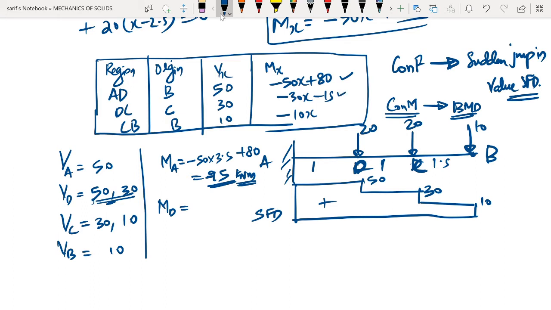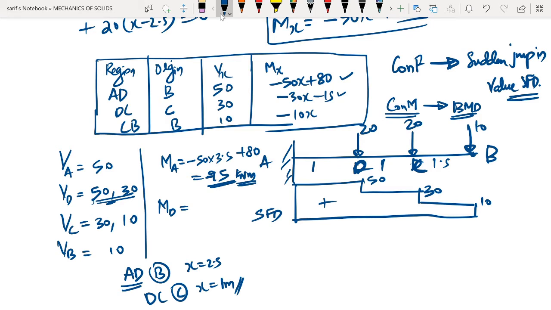If you are taking the expression from the region AD, the value of x will be 2.5. For example, if you are choosing the region AD, the origin becomes B, and therefore D will be at x is equal to 2.5. And if you are choosing the region DC, the origin becomes C, and x will be at 1 meter.